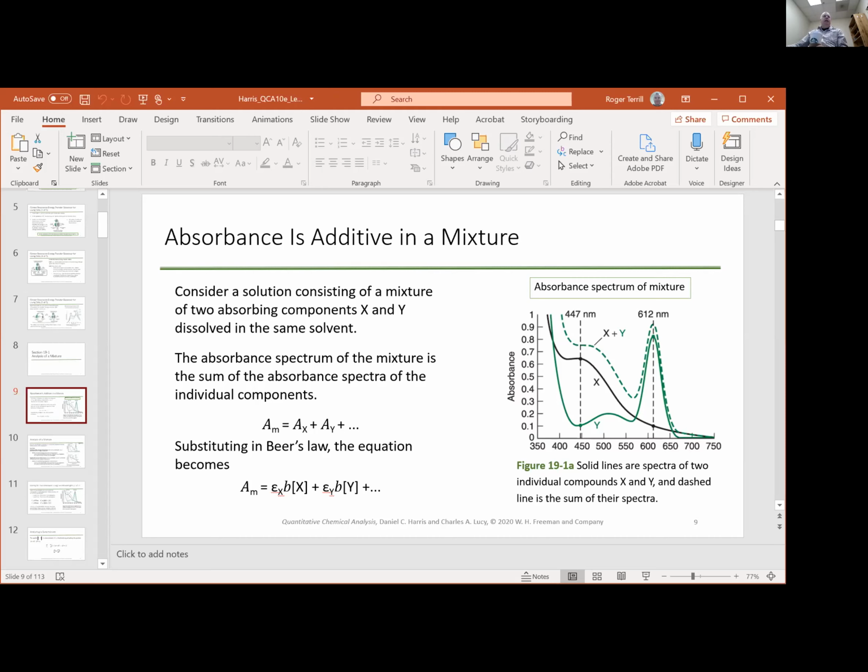Gianluca, does that make sense to you? Drink your coffee. Yeah, it's still early, but it's starting to make a little sense. Okay. So if X in this standard were 1 millimolar, what would X in this mixture be?